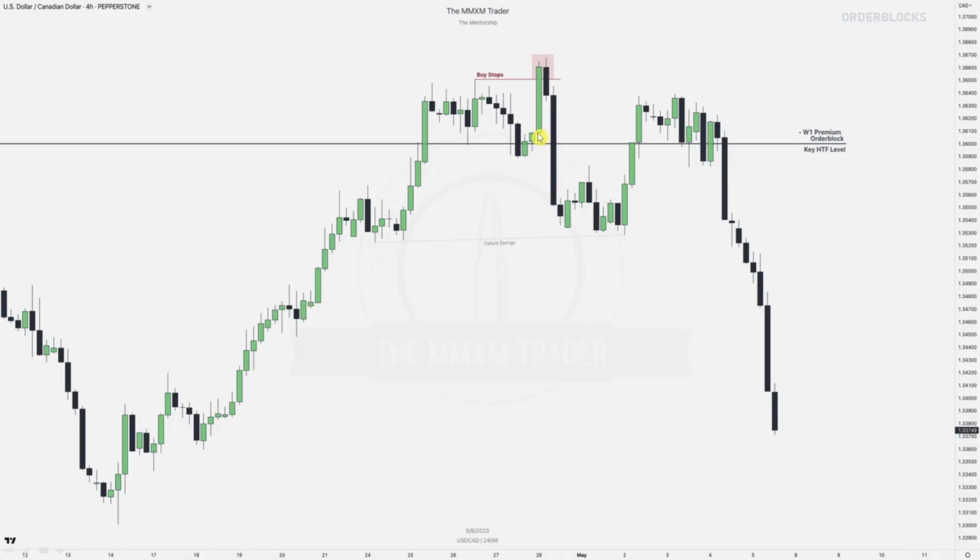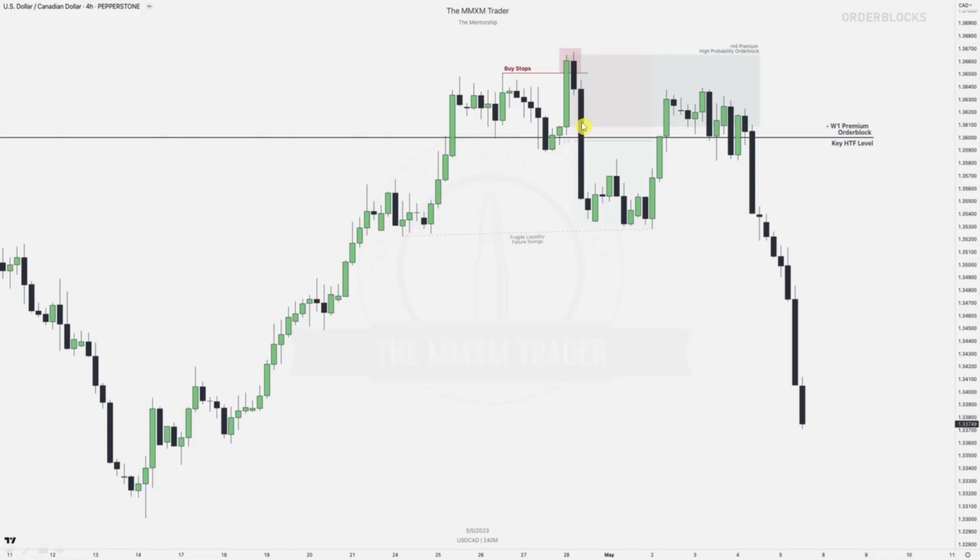If your eye went to this up close candle, that is correct, because we take buy stops previously and break down structure afterwards. And remember, those order blocks need to form at a key level. And what is our higher time frame key level? We've got that weekly premium order block.